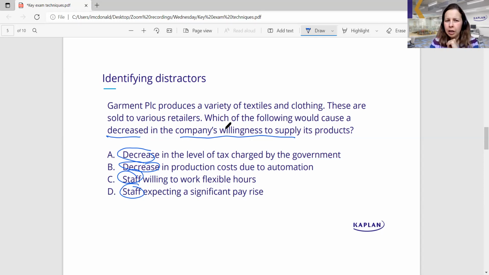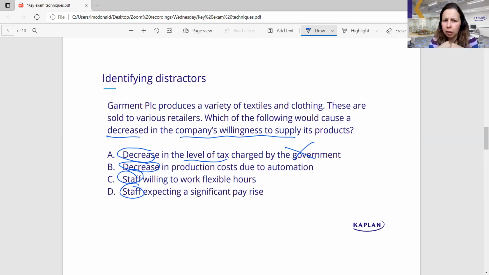Option A is saying, if we decrease the level of tax charged by the government, would that also decrease the company's willingness to supply its products? If we pay less tax, the company will make more profit. And if it's making more profit, it has an incentive to continue. So that clearly is not what the examiner is looking for.